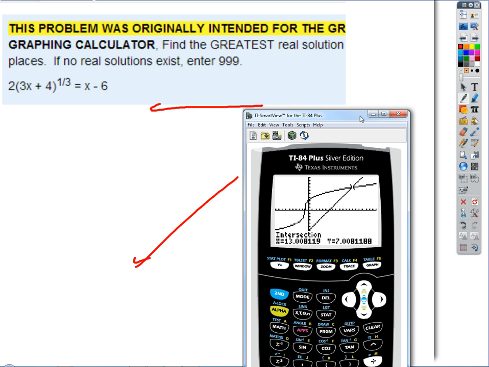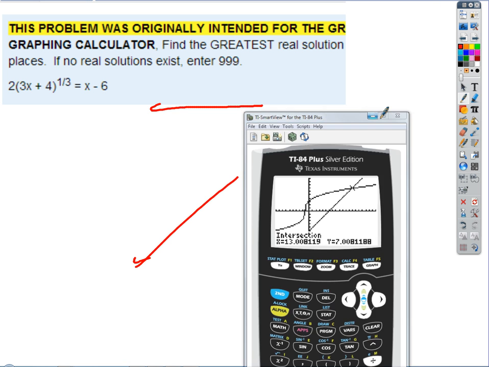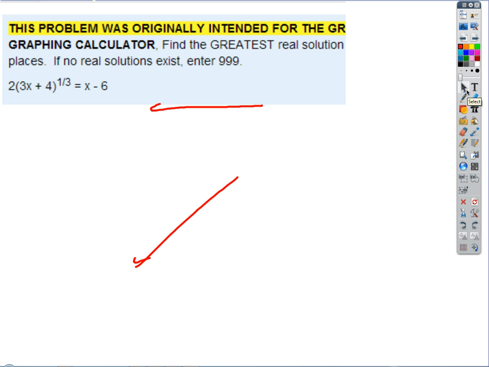Okay. Make sense? Now, if this thing intersected the curve more than once, then we'd have to pick the one to the right, wouldn't we, for the greatest? Right? Okay. All right. Let's try one more of those.